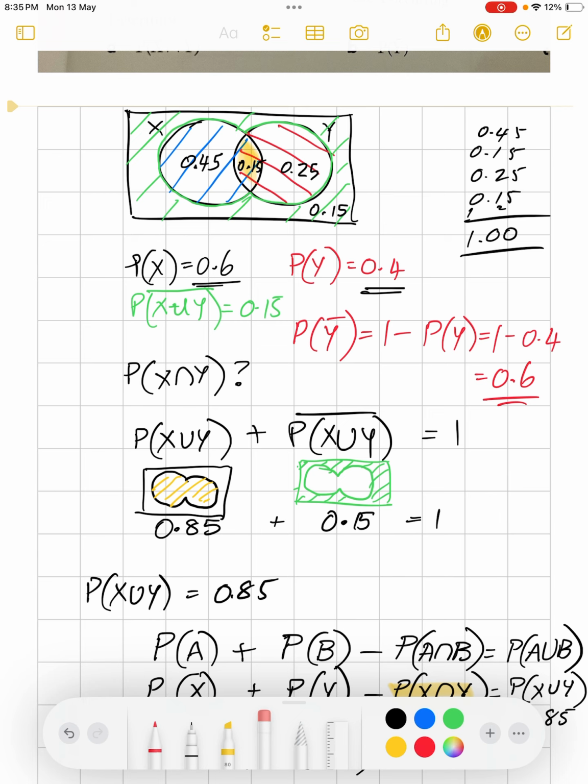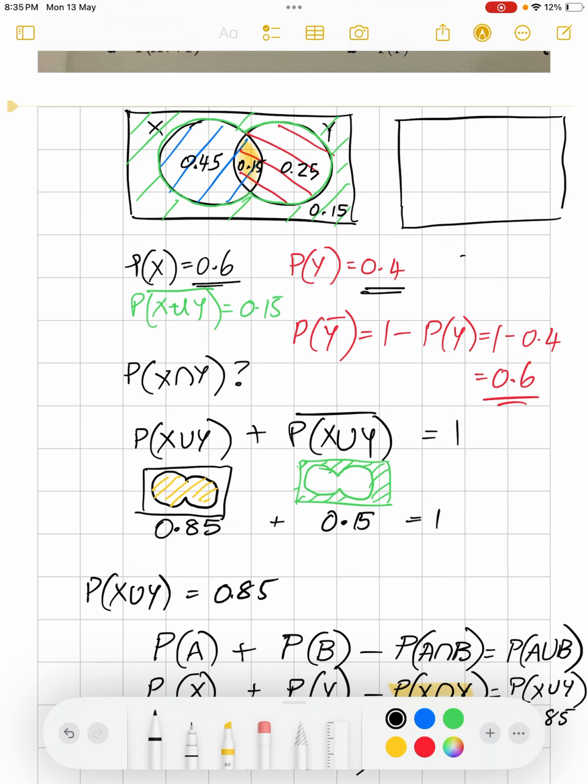Can I show you that in this diagram? Can I show you a picture? It would look like this. Just repeat that. There's X. There's Y. That's Y. That's 0.4.